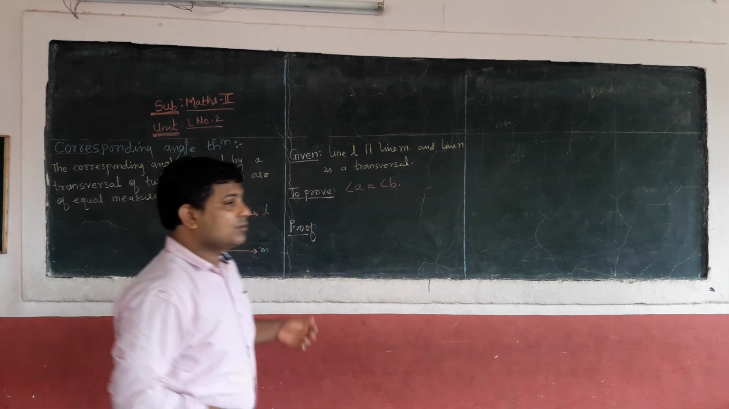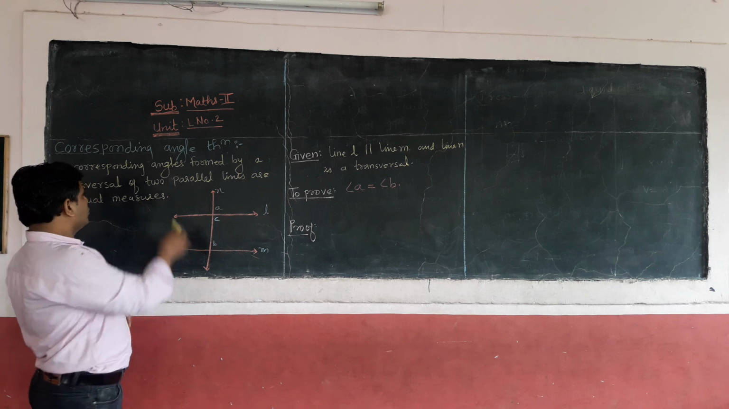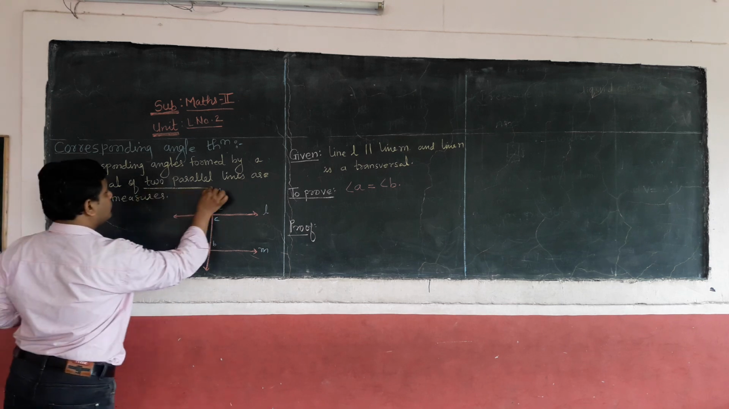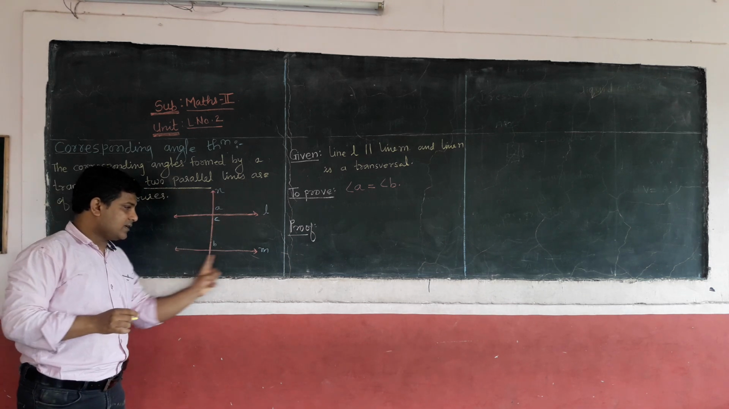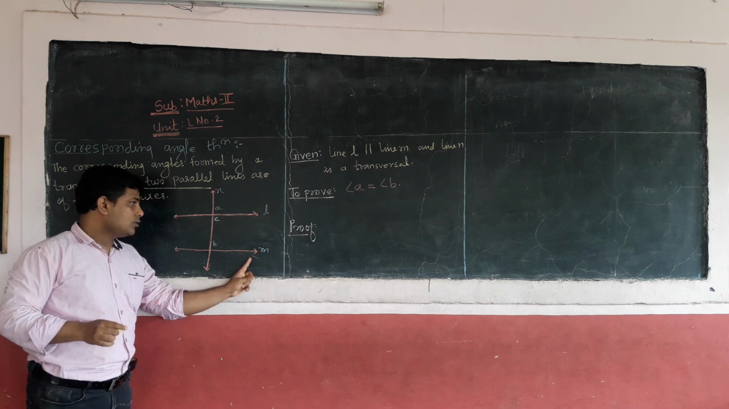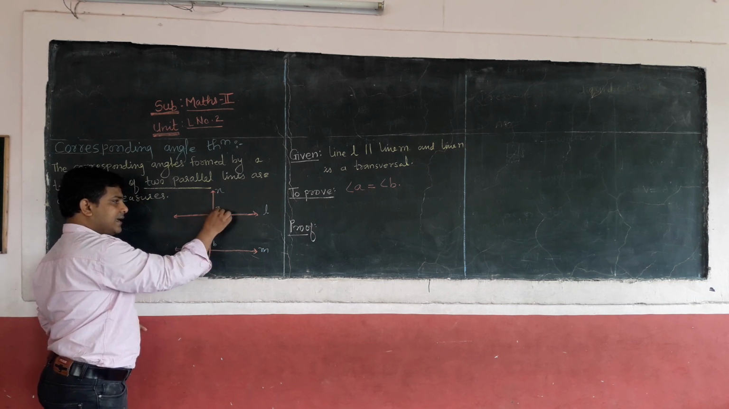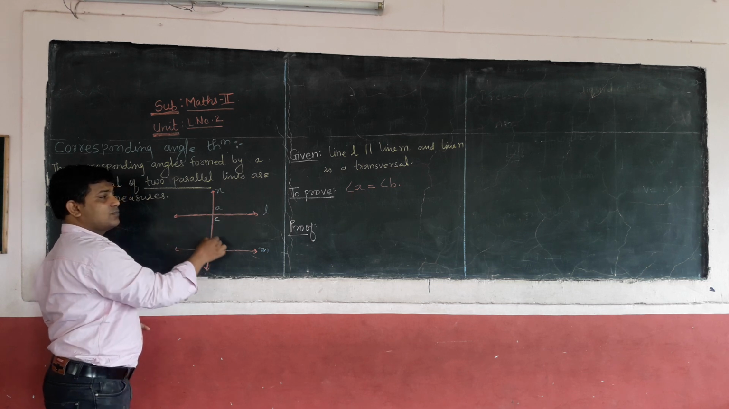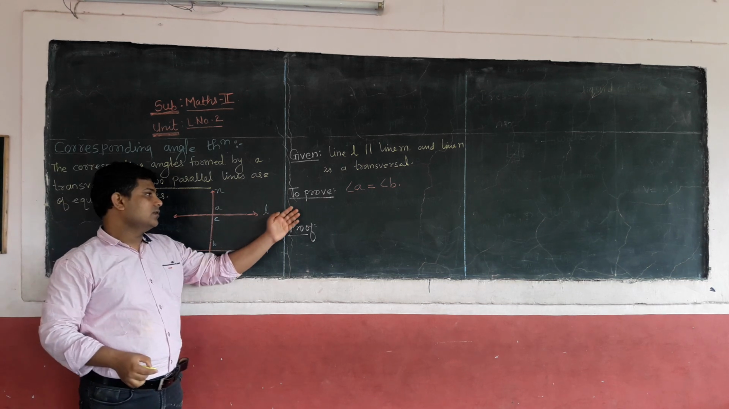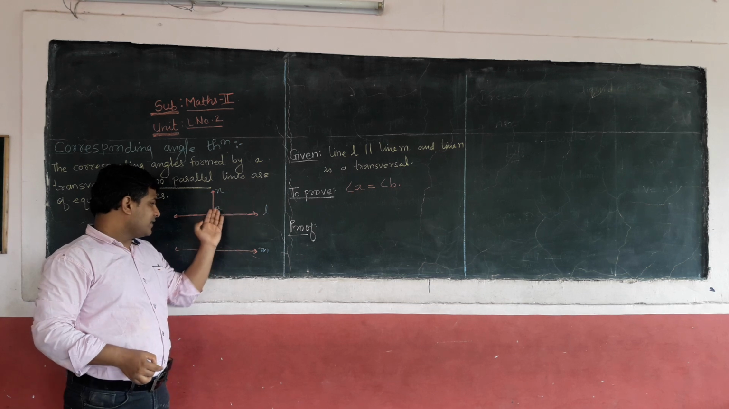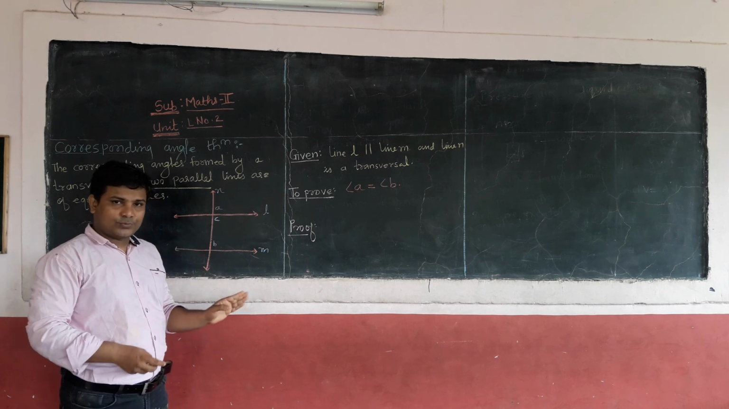Now, with the help of this statement, what is given? Two parallel lines. So I have drawn the two parallel lines here. You can see here on the board, and one transversal. Due to this transversal, angle A and angle B, these are the corresponding angles. Already we have learned in the last lecture, and these angles are of equal measure. We are going to prove that.